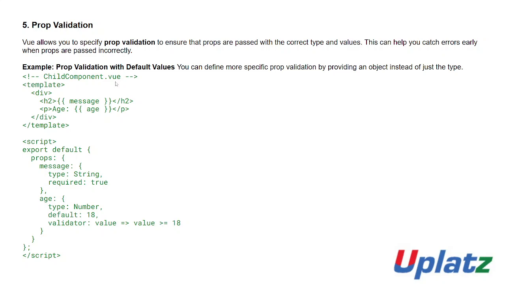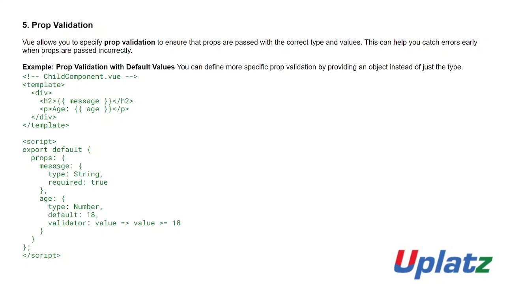Child component.vue. Template, div, h2 with double curly braces message, h2 is closed, then a p tag with double curly braces age, then the p tag is closed, then the div tag is closed, then the template tag is closed. Now the script tag opens, export default. Now the object props colon.